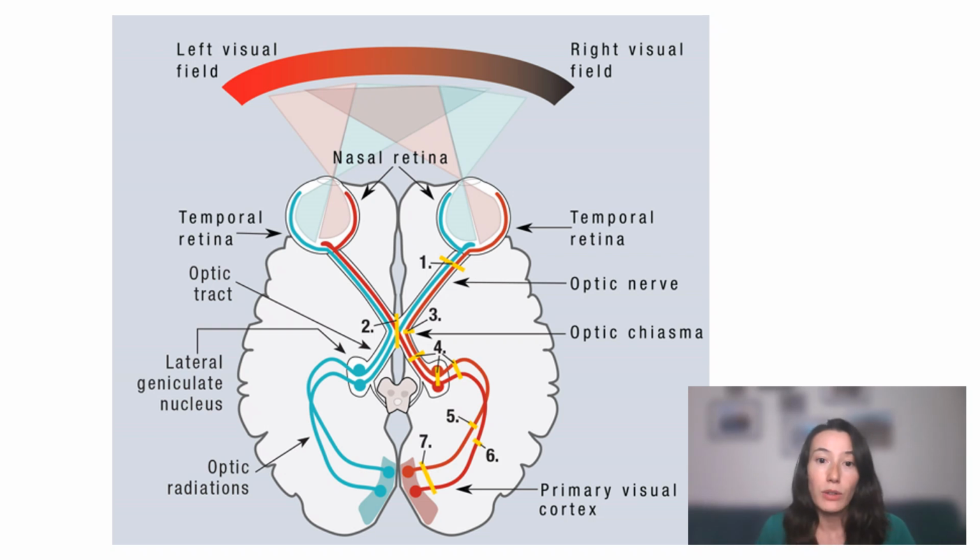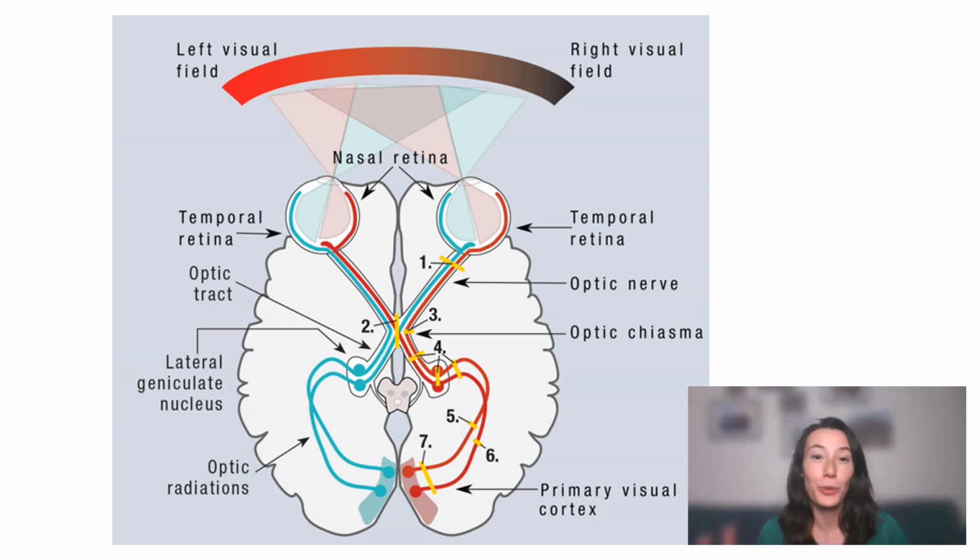So when you break it down, you will see that of the total of 4 lines, only 2 of them actually cross over at the optic chiasm. And the 2 that cross over are the ones in the middle, so the right side of the left eye and the left side of the right eye.